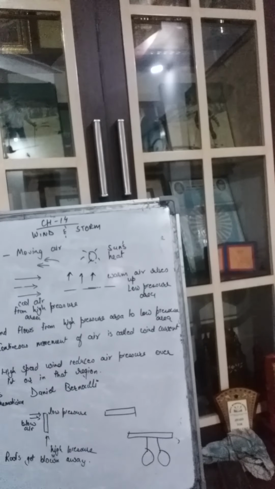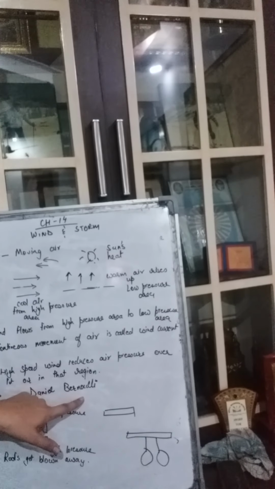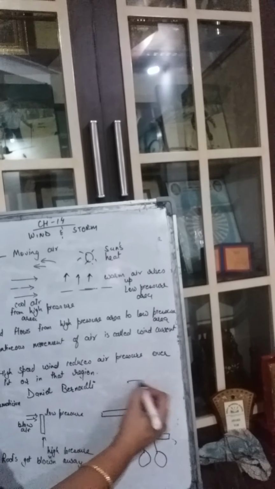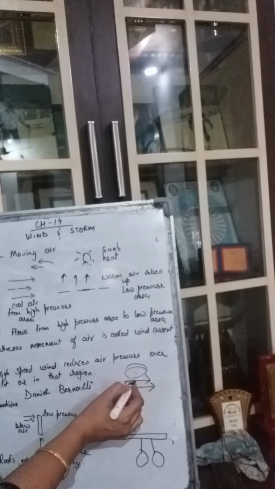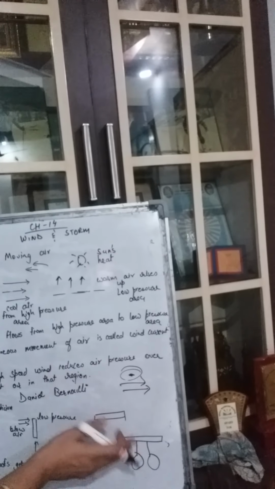See, this fact was discovered by a Swiss mathematician. His name was Daniel Bernoulli. He discovered this fact that whenever the high speed wind is blowing, it reduces the pressure over this area or in that area, not below. Whenever the wind is flowing, the pressure on the upper area, or on the region which is above that wind, or in that particular area only, the pressure gets reduced.